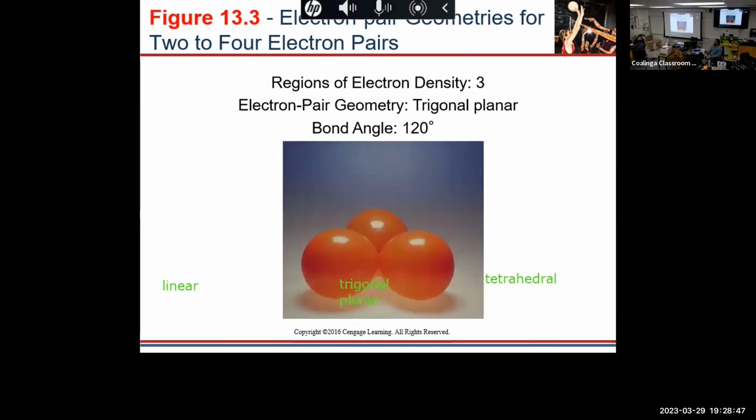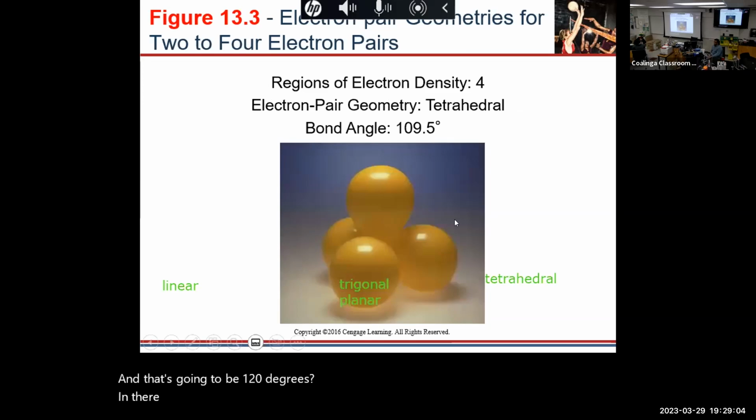This here is trigonal planar. So in this case, they have three attachments, and that's going to be 120 degrees. This one has four attachments. So in this case, this guy's going to be 109.5 degrees. It's going to be tetrahedral.